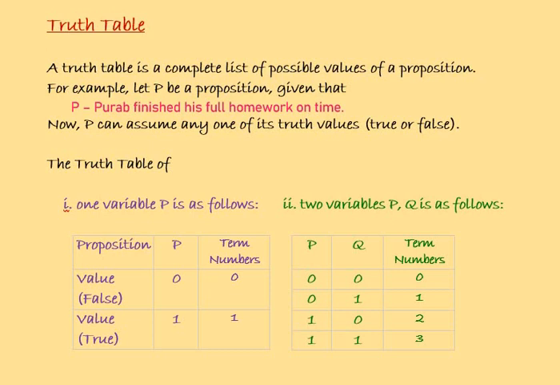Just for example, there is a proposition called P. Purav finished his homework on time. Maybe he did, maybe he did not. Now whichever is the case. For one variable, the proposition's truth table will have either a 0 or a 1. For two variables, the result will be either both of them are true or both of them are false, or any one of them is true or any one of them is false.